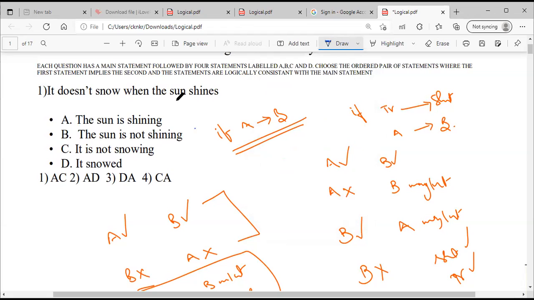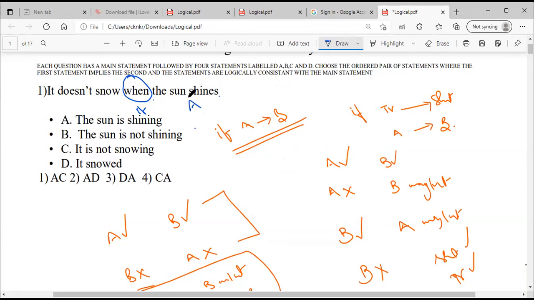It doesn't snow when the sun shines. You all know it very well. I can replace the word if with when. When you purchase a trouser, you'll get a shirt free. If you purchase a trouser, you'll get a shirt free. Both are the same only, right? I will replace this word with if. So if the sun shines, it doesn't snow.